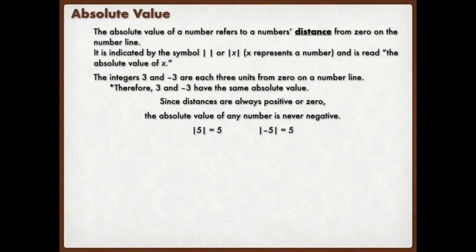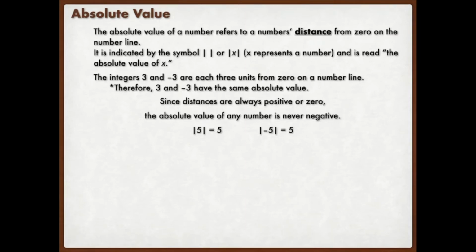Now the integers, 3 and -3, are each 3 units from the 0 on the number line, as we were saying. So therefore, 3 and -3 would have the same absolute value because they're opposites, or they're both on either side in the same location from 0. Since distances are always positive, or 0 would be 0, there's no distance for 0 to go. A distance is always positive. We can't keep a number as a negative.